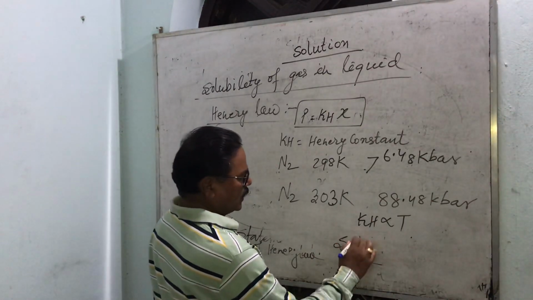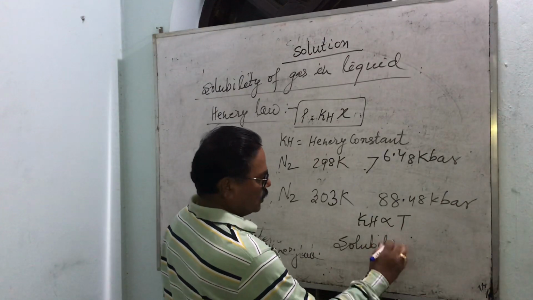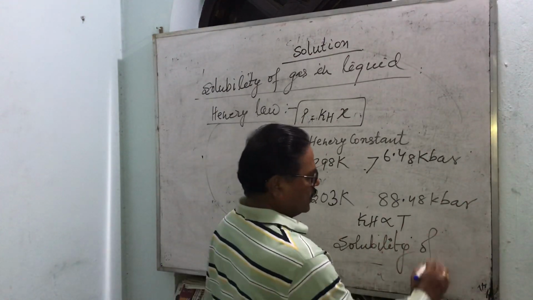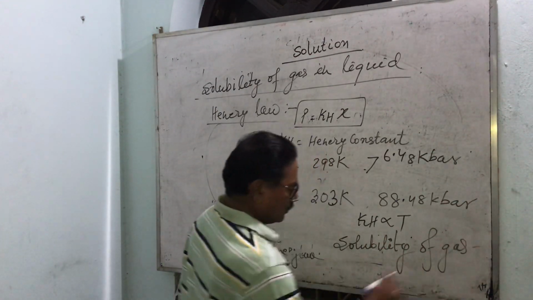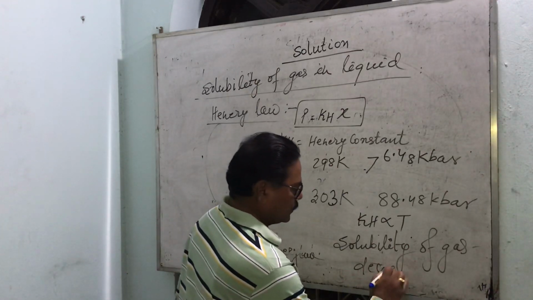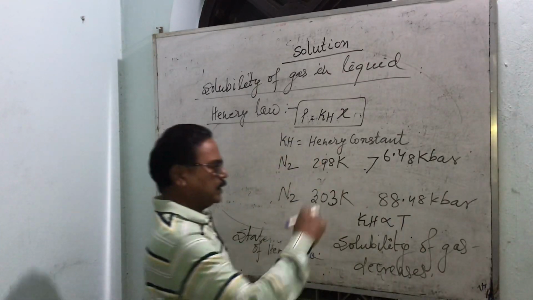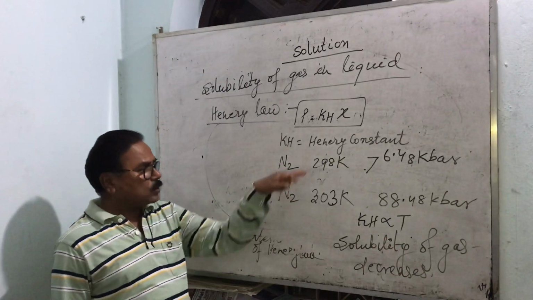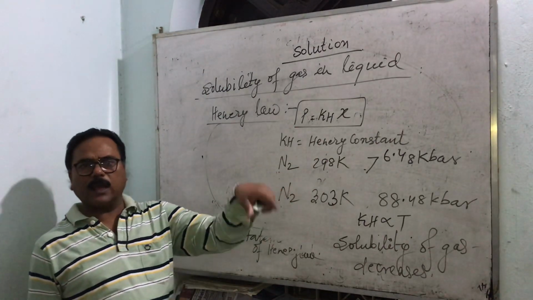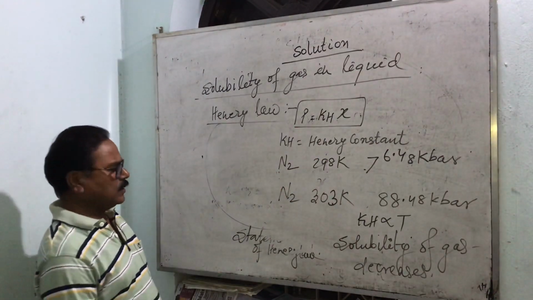The solubility of the gas decreases. And a gas at two different temperatures will have different values of the Henry constant.